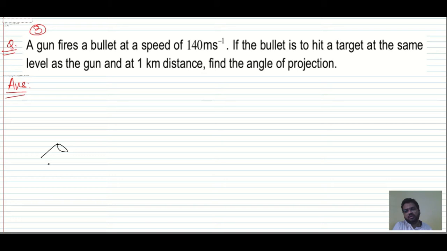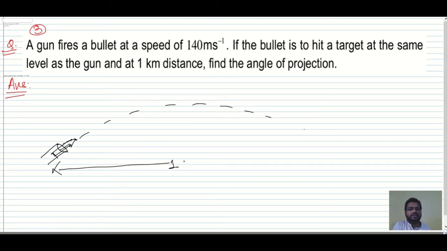Bullet fired from the gun, it will go and it has to travel 1 kilometer, right? That is 1000 meter, so that it has to hit what is called the target. So the speed is given, that is 140 meter per second. So we want what is the angle of projection.